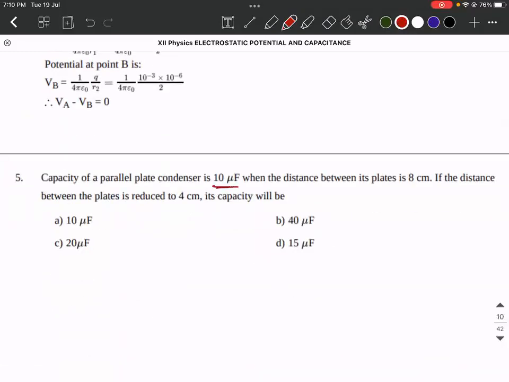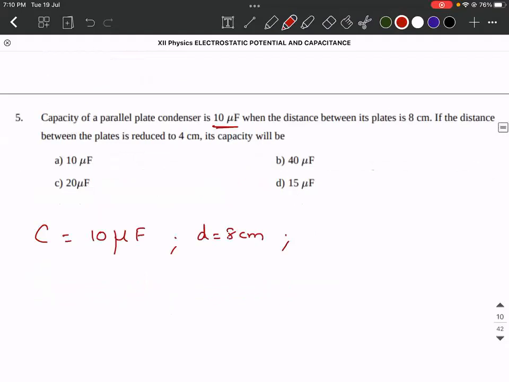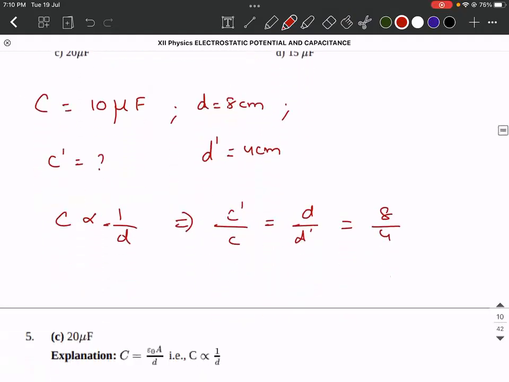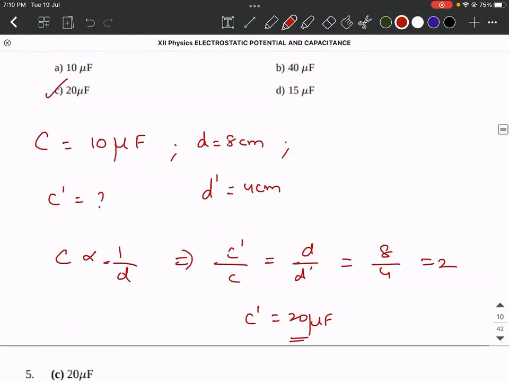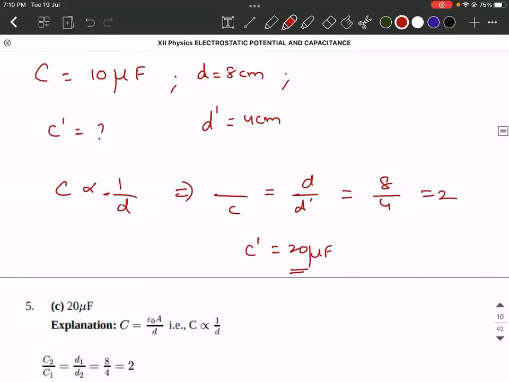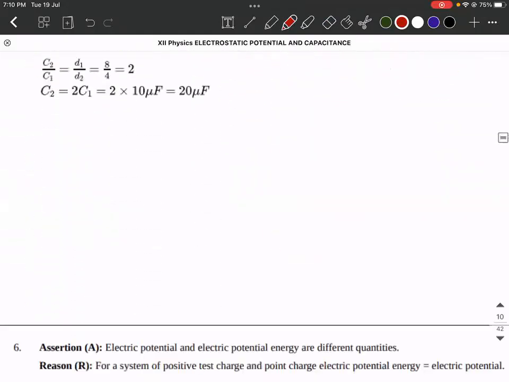Capacity of a parallel plate condenser is 10 microfarad. So C is equal to 10 microfarad, when the distance between the plates is 8 centimeter. If the distance between the plates is reduced to 4 centimeter, what will happen to the capacity? So d dash is equal to 4 centimeters. C dash should be how much? C is inversely proportional to d, which implies C dash divided by C is equal to d divided by d dash. d is 8 by 4, so it will become 2. C dash should be 20 microfarad. Right?